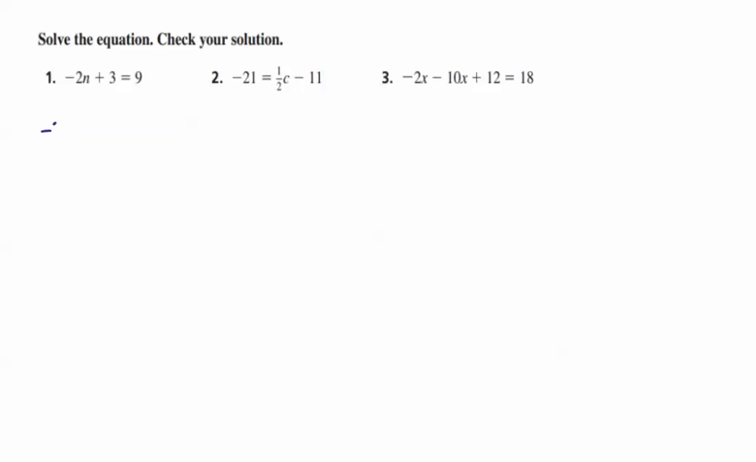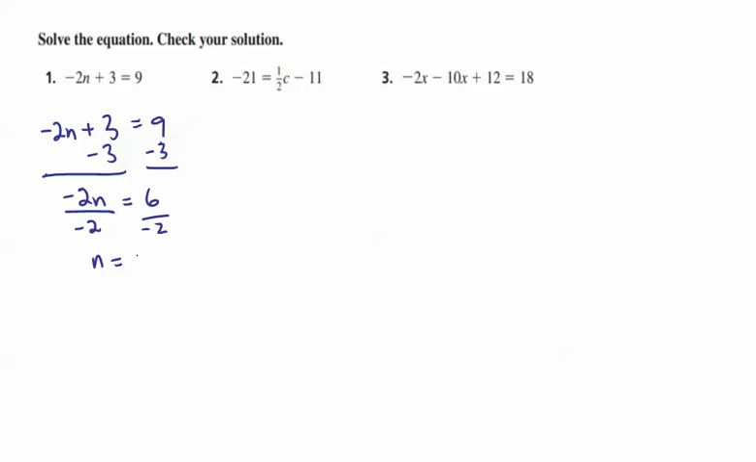First problem, negative 2n plus 3 is equal to 9. No distribution, nothing to simplify. We're going to subtract 3 from both sides, and we have negative 2n is equal to 6. Dividing both sides by negative 2, we have n is equal to negative 3. In the second example, we have negative 21 is equal to 1/2 of c minus 11.